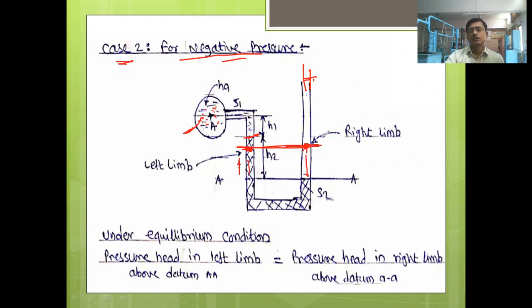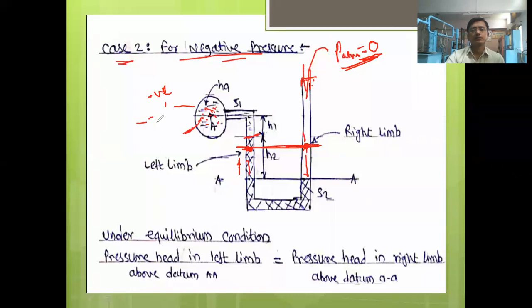Why will this happen? Because this particular right limb is open to the atmosphere, and the pressure acting on the surface of the mercury is nothing but atmospheric pressure, right? And this atmospheric pressure is considered as the datum, meaning it is considered as zero. So this pressure is zero, and here there is a negative pressure or vacuum pressure. The liquid always flows from higher pressure to lower pressure. Where is the higher pressure? Though it is zero, it is higher than the negative value.